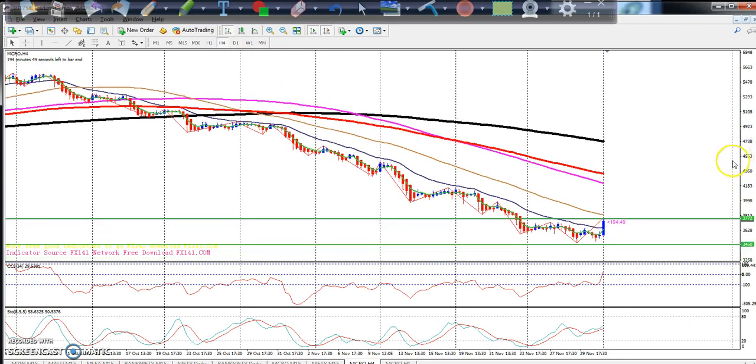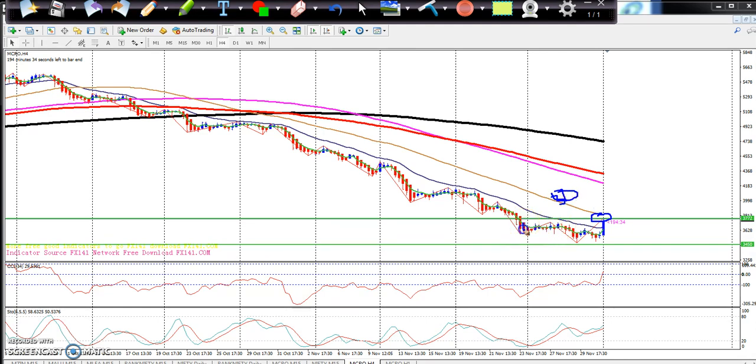So 4 hour, we have seen this one, but you can see on the 4 hour they're near the 50 moving average. So this one is the 50 moving average, and this one is the 5 moving average and the 20 simple moving average. Here you can see this one near the 20 moving average, but CCI is confirming that they will go up from this area, and stochastic is also showing it.